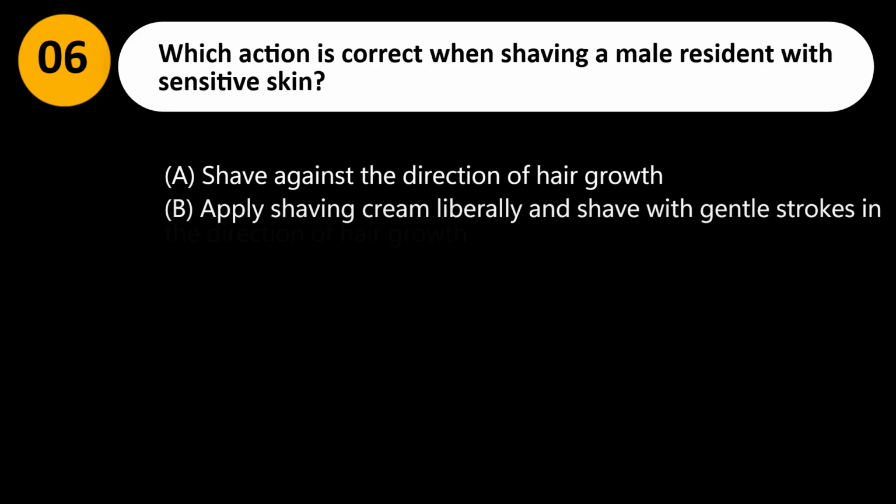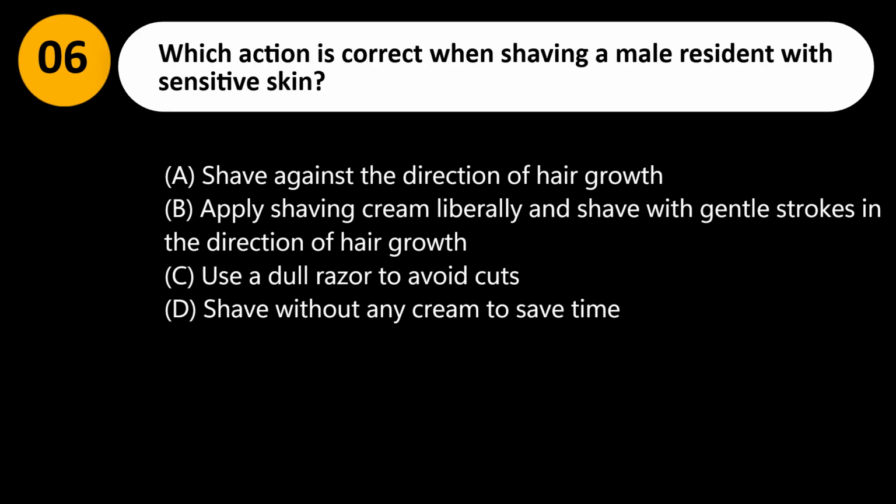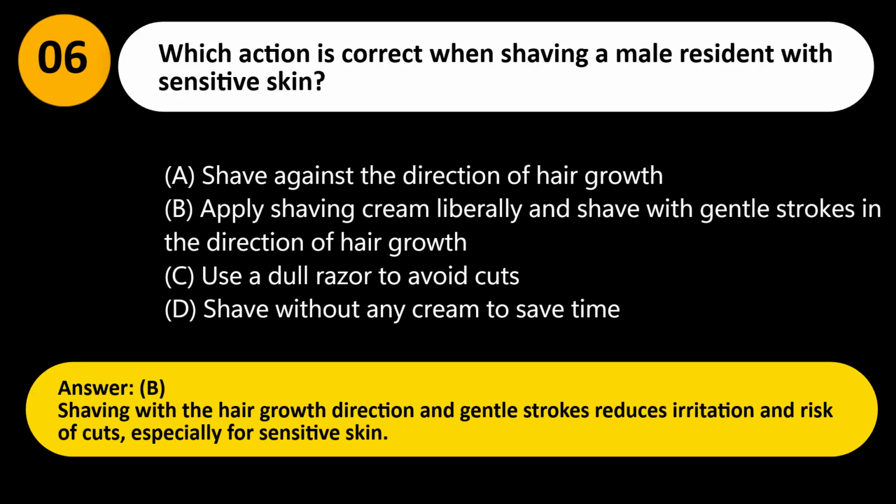Which action is correct when shaving a male resident with sensitive skin? A. Shave against the direction of hair growth. B. Apply shaving cream liberally and shave with gentle strokes in the direction of hair growth. C. Use a dull razor to avoid cuts. D. Shave without any cream to save time. Answer: B. Shaving with the hair growth direction and gentle strokes reduces irritation and risk of cuts, especially for sensitive skin.